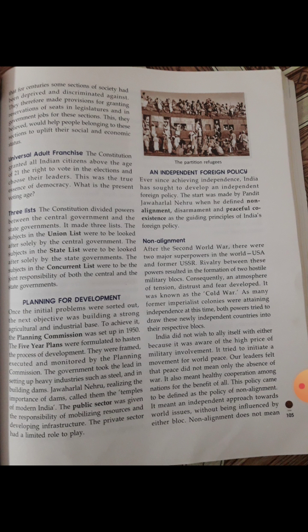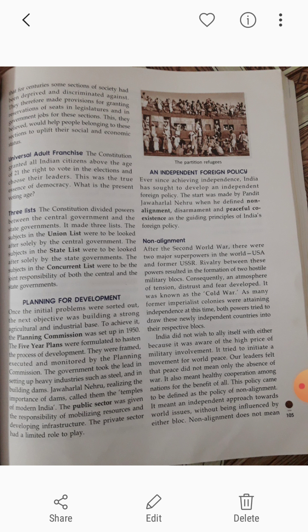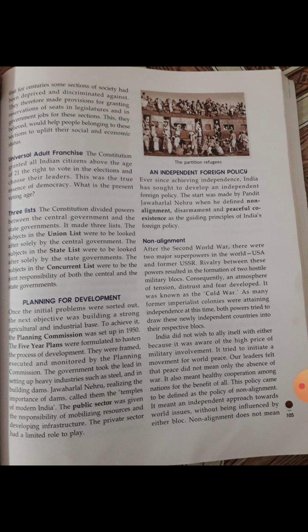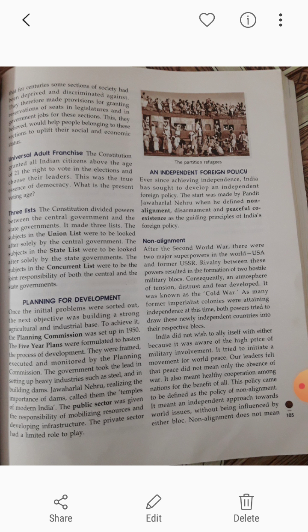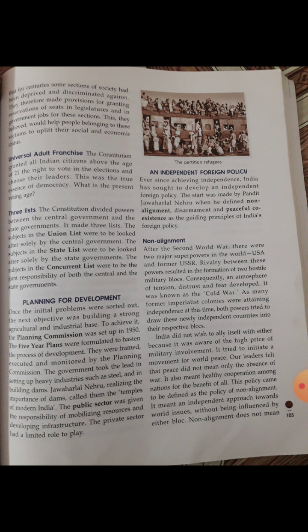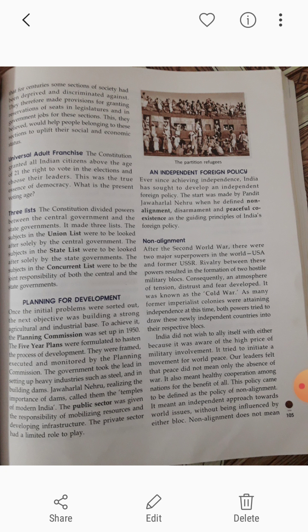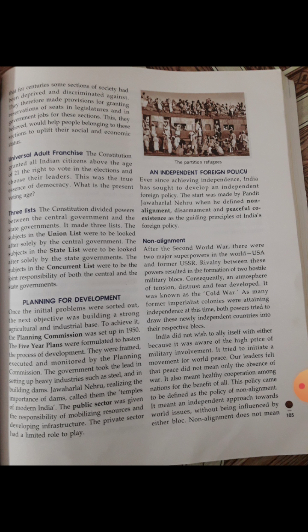Clear? Next one, very important, known as the universal adult franchise. It means the right to vote. So the Constitution granted all Indian citizens above the age of 21 the right to vote in the elections and choose their leaders. This was the true essence of democracy.